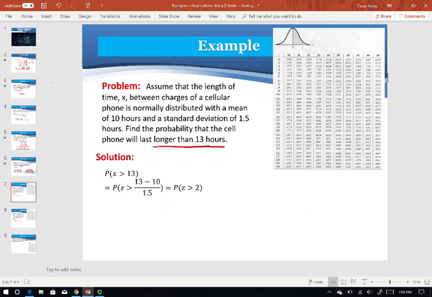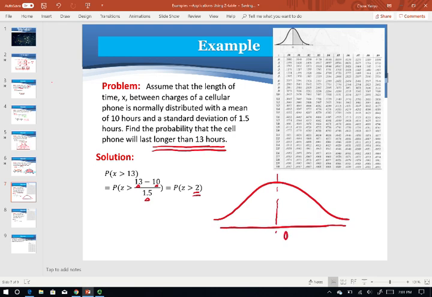Let's see one more. How likely is it that the cell phone will last longer than 13 hours? So more than 13, the z-score will be 13 minus mean 10 divided by the standard deviation 1.5. So the z-score is 2. And we will draw the curve and highlight the area. The middle will be 0, so 2 is here, and put a line bigger than 2. So if we highlight, it should be everything on the right. And we need to find out this table value.